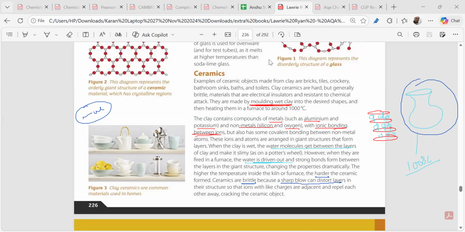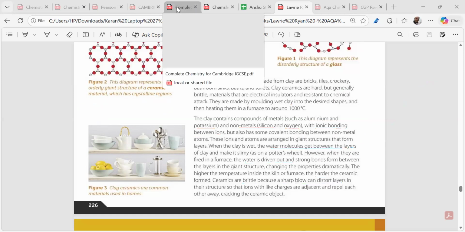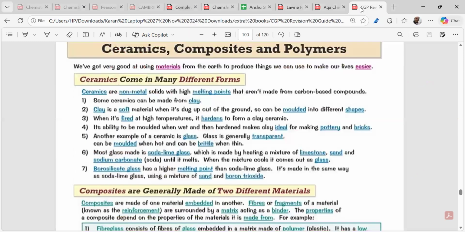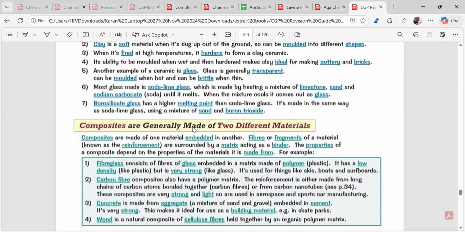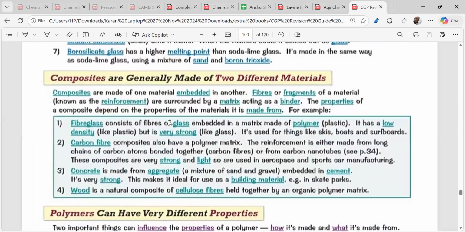Now come to the part of the composites. What are composites? Composites are one material embedded in another material, right? That is called a composite. There are two substances. First is known as the matrix. Second is the fibers or the fragments. Fibers or fragments are inserted into the matrix. Is it clear? Composites contain two substances. Number one, fibers or fragments. Number two is the matrix. This matrix acts as the binder.